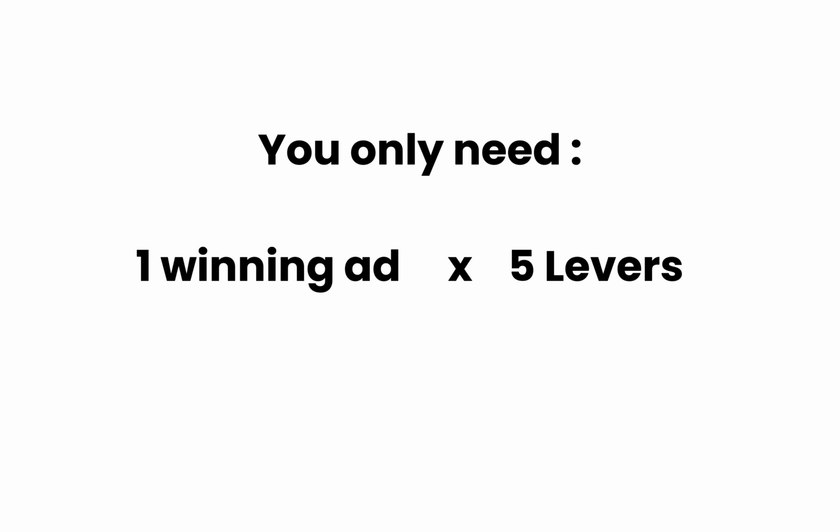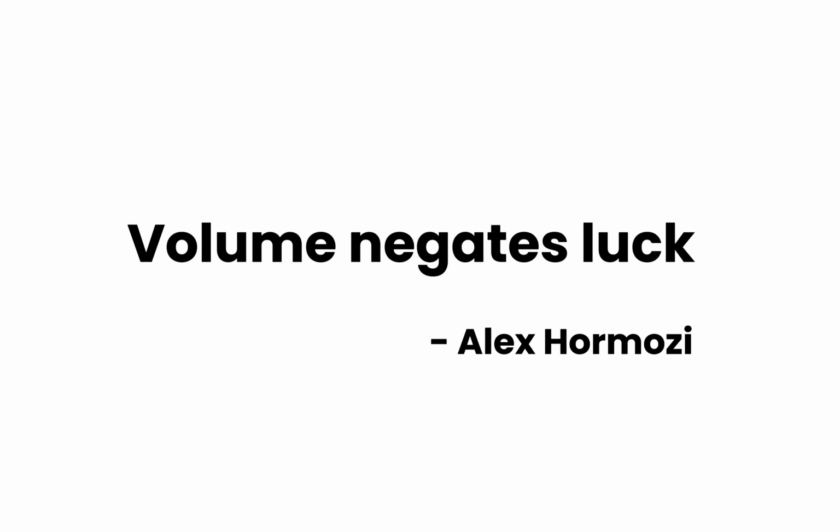So to recap, you don't need new filming. You just need 1 proven winner, 5 levers, and 20 variations. That's the way to find 3 to 4 new winners. It's just simple math because volume negates luck.